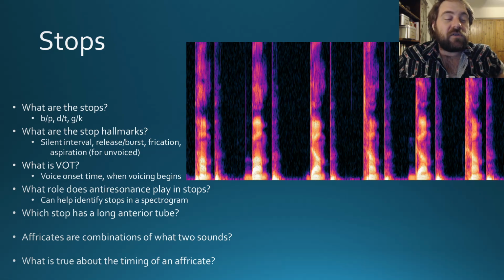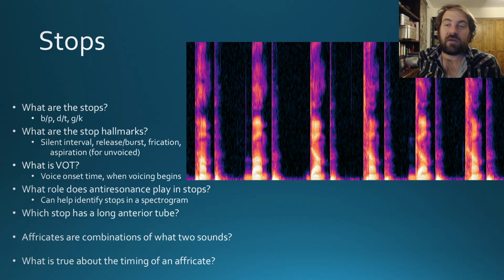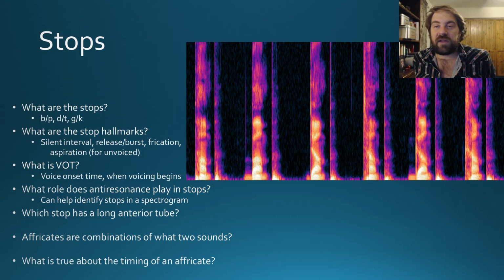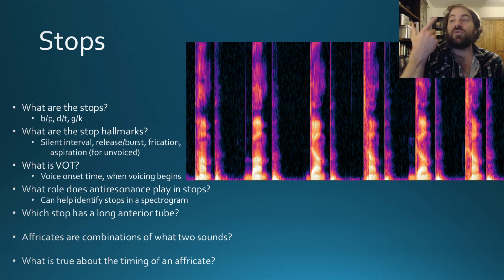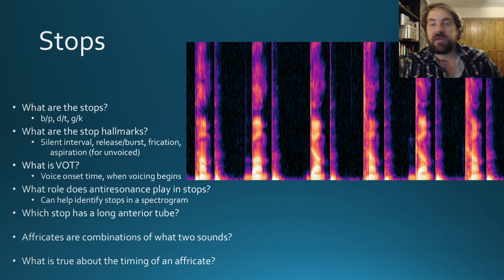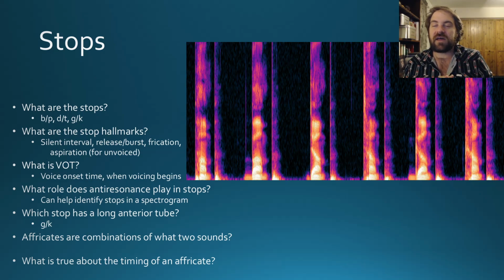Okay, which stop has the longest anterior tube? Anterior tube meaning in front. Posterior tube is the one that relates to anti-resonance. Posterior meaning behind. So the posterior tube is related to anti-resonance. The anterior tube is in the front. It's related to resonance. Well, G and K have the longest anterior tube. G and K.